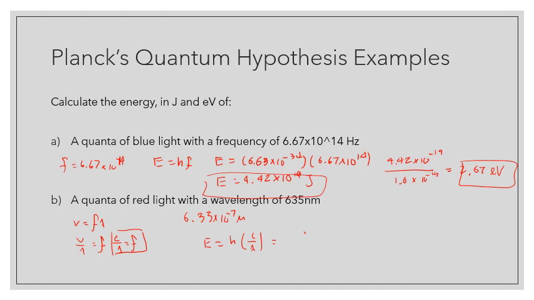So that's equal to 6.63 times 10 to the negative 34 times 3 times 10 to the 8 over 6.35 times 10 to the negative 7. So this comes out to be 3.13 times 10 to the negative 19 joules. So 3.13 times 10 to the negative 19 divided by 1.6 times 10 to the negative 19 is equal to 1.96 electron volts.